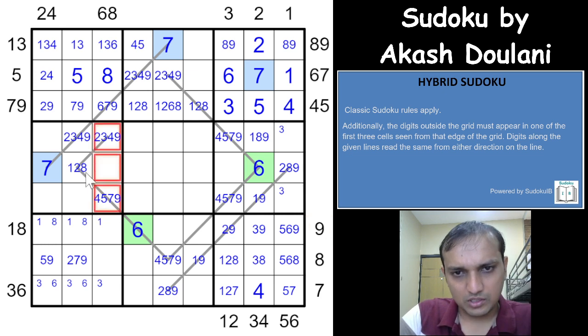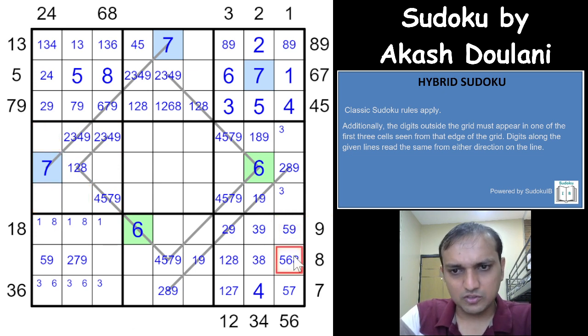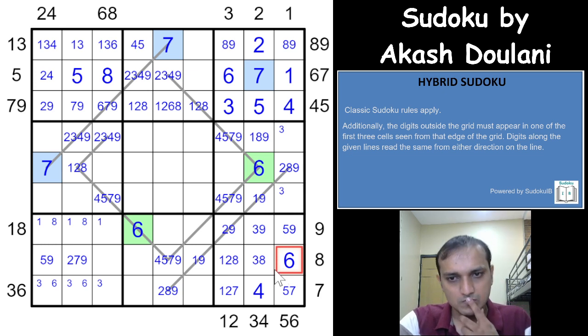You cannot have a 6 here, cannot have a 6 here. 6 is in one of these three cells. Oh, this cell is not a 6. That gives you a 6 here, because you have a 6 here and a 6 here. That gives you a 6 here, right? Which means 8 is in one of these two cells. Okay. 7 is in one of these two cells.